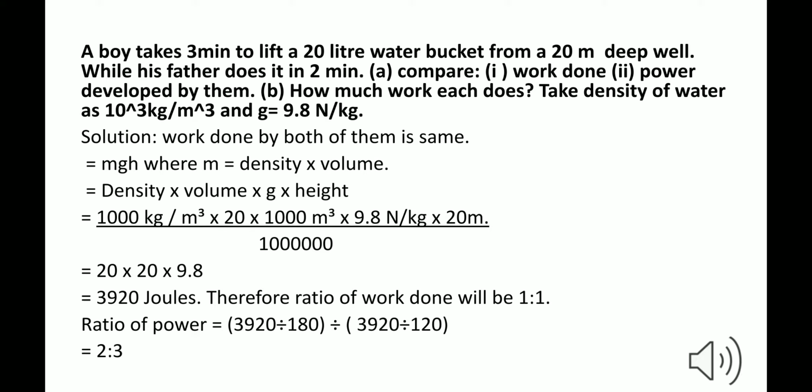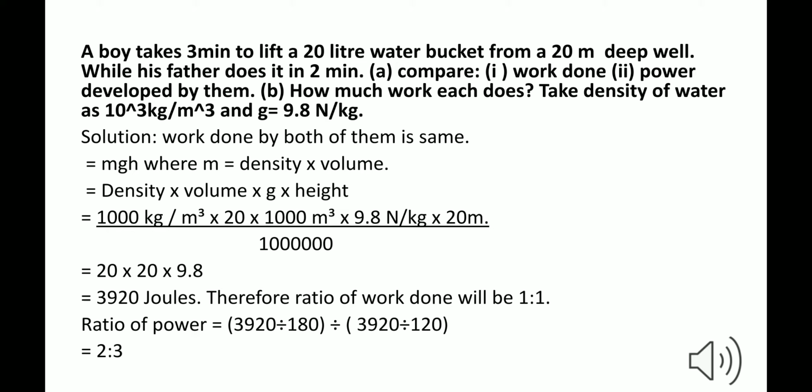Now, what will be the ratio of the work done? 1:1, because both are doing the same work. What will be the ratio of the power developed by them? The ratio of the power developed by them will be work done upon time. Now work done is same, time is different. So time is given here in minutes, we will take it in seconds. So 3920 divided by 180, 3 minutes converted to seconds will be 180, and 3920 divided by 120, these will be the power of the boy and the man. And when we divide this, we will get the ratio of the power.